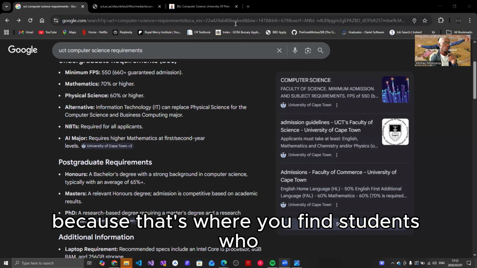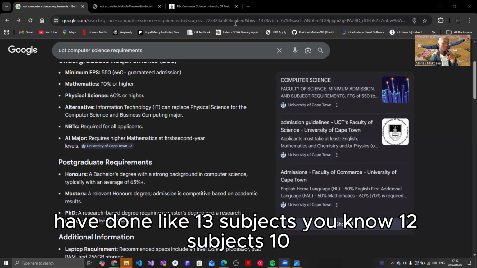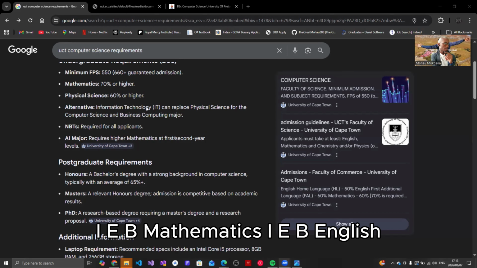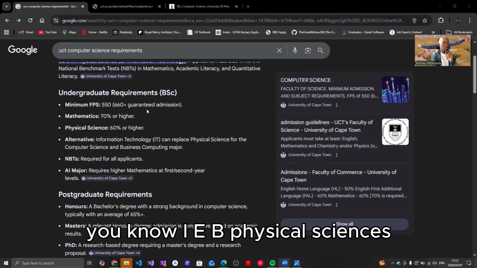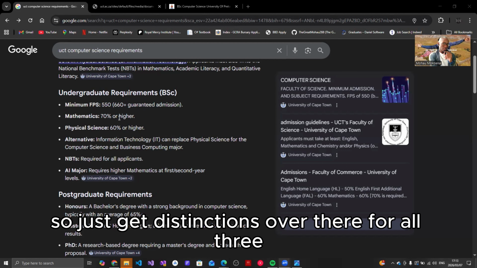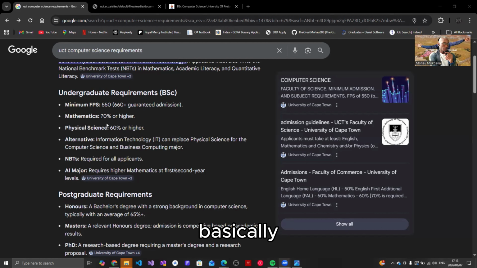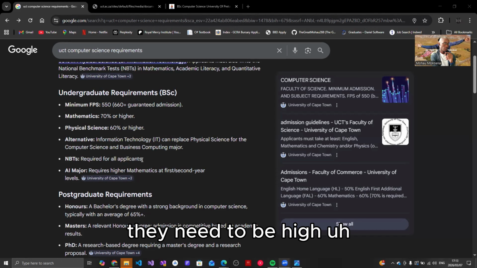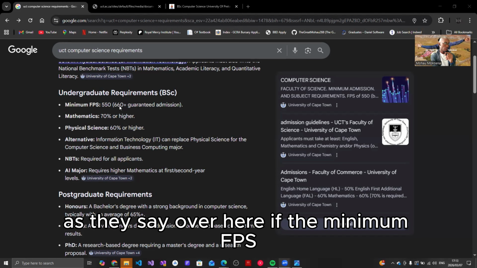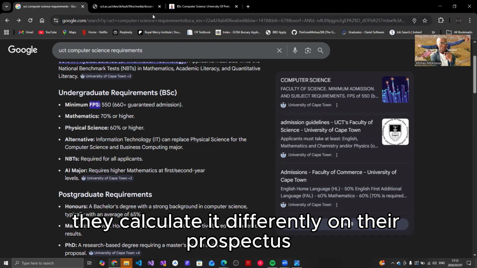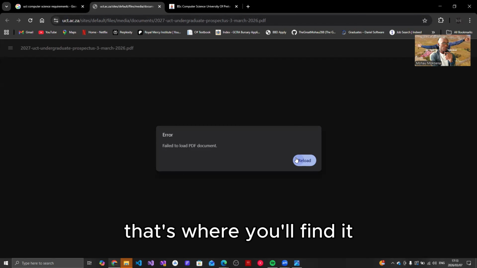because that's where you find students who have done like 13 subjects, 12 subjects, 10 subjects. Students who have done IEB mathematics, IEB English, IEB physical sciences. Their curriculum is IEB. So just get distinctions over there for all three, basically, to stand a higher chance. And then the NBT as well, they need to be high, as they say over here. The FPS, they calculate it differently on the prospectus. That's where you'll find it.